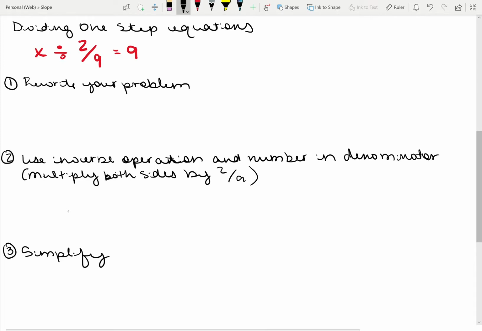Hi, so what I want to take a look at now is dividing one-step equations. So notice again how we have fractions, and we know how much everyone loves fractions, right? So let's just go ahead and tackle these problems with a few steps here.